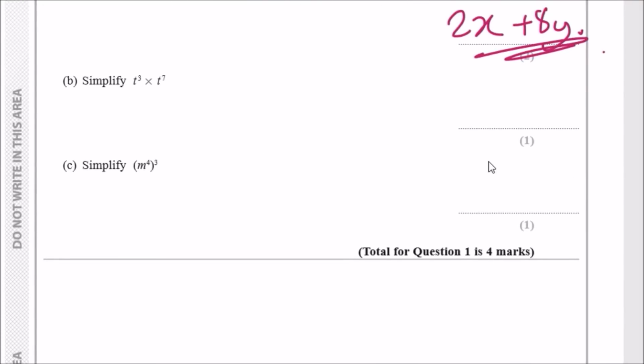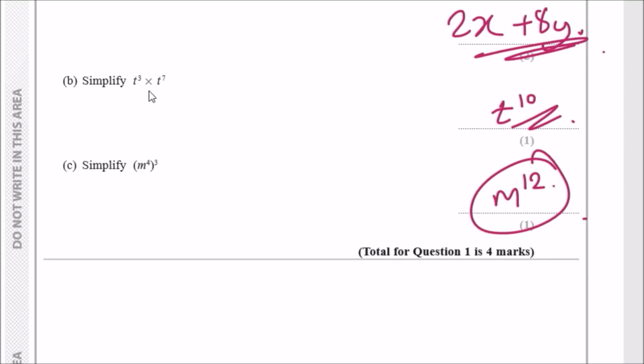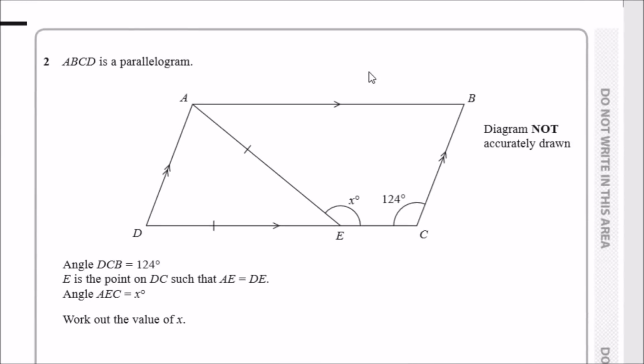So simplify t cubed times t to the 7. When you're timesing terms of the same base, you just add up the powers. So this would be 3 plus 7, which is 10. So t to the power of 10. Now simplify this one. This means that there are 3 lots of m to the power 4. So you can think of it as 4 lots of 3, which is 12. So 4 times 3, so it'll be m to the power of 12. Right, easy.